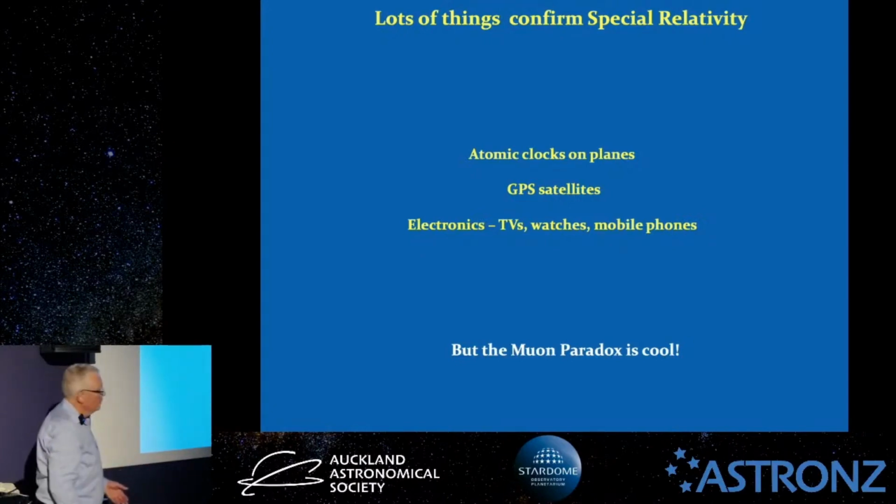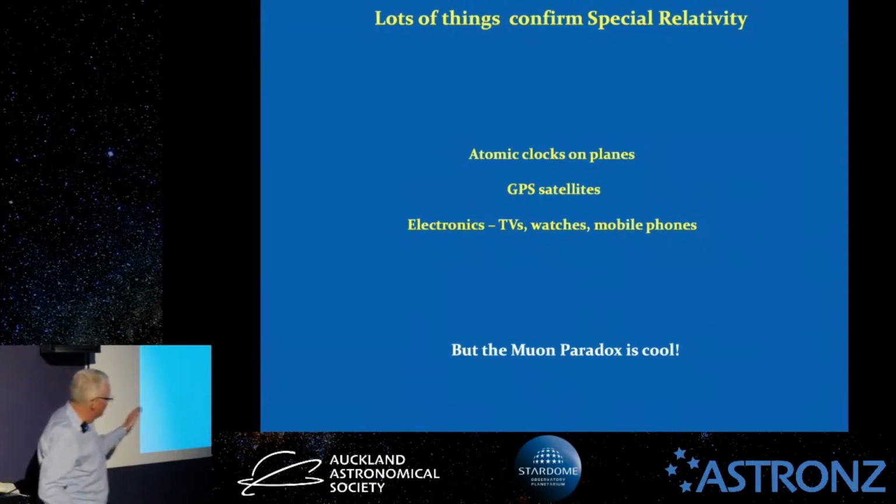GPS satellites wouldn't work unless you factor in the fact that they're travelling at high velocities. You've got to factor in relativity for their timing. Your electronics, your TVs, your watches, your mobile phones, that's all electrons zooming around at huge velocities. If they ignored the laws of special relativity in designing these watches, mobile phones and television sets, they wouldn't work. So what more evidence do you need when you go home and turn the TV on?